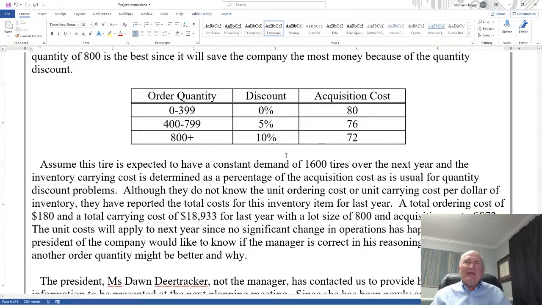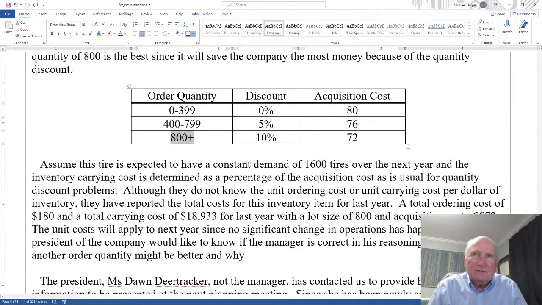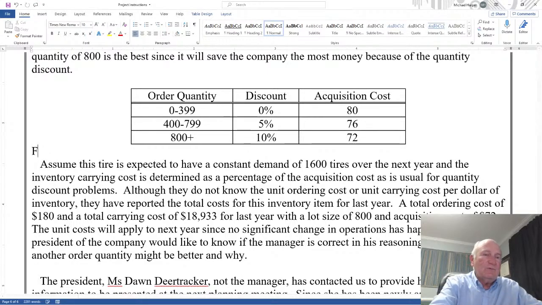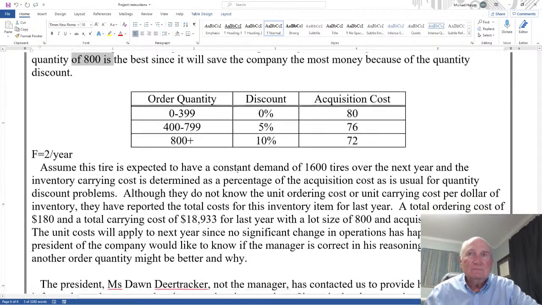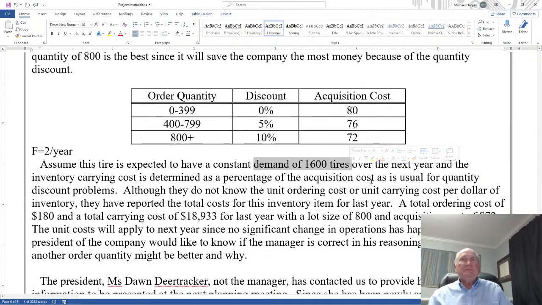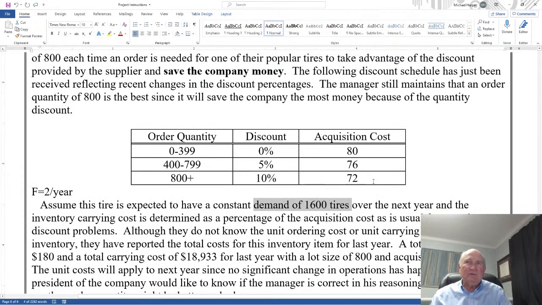Well, if the annual demand is 1,600 and he orders 800 each time, he only orders 2 times a year. Right? And so really, put down here, his order frequency equals 2 per year. He orders 800. Demand is 1,600. Well, 800, 2 times is 1,600. So he only orders 2 times a year.